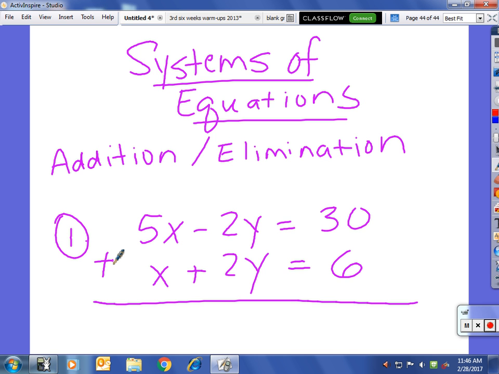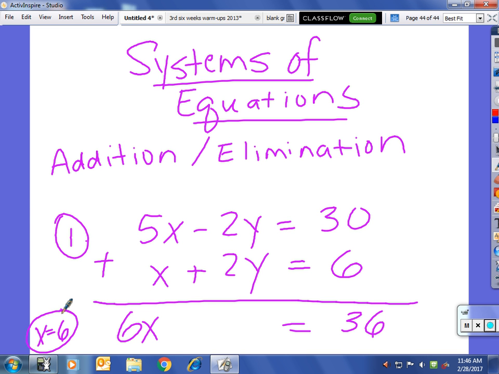Add those equations together. What's 5x plus x? 6x. What happens to the y's? They are gone. They cancel each other out. What do I get over here? So 6x equals 36. What does x equal? 6. Now, see how easy that was? Am I done though? No, because we're looking for a point where they intersect.